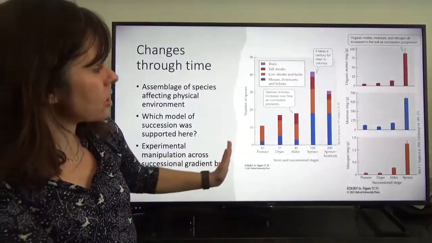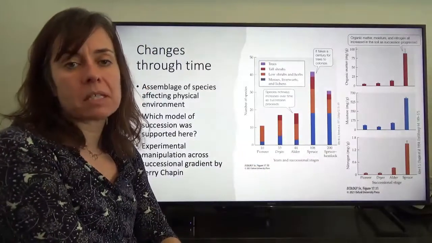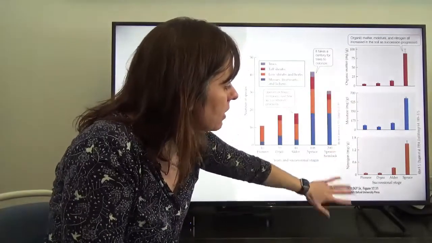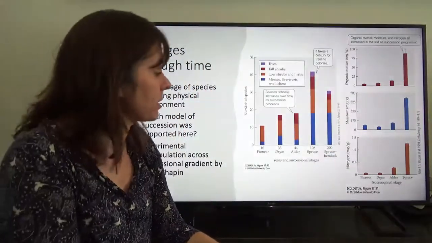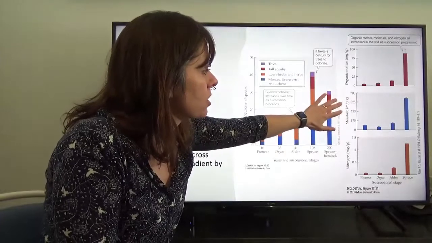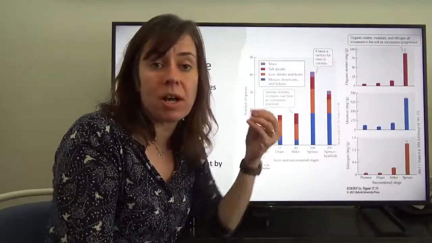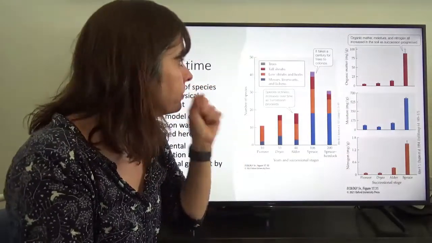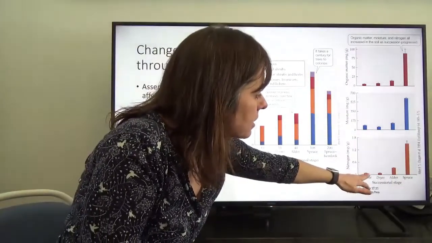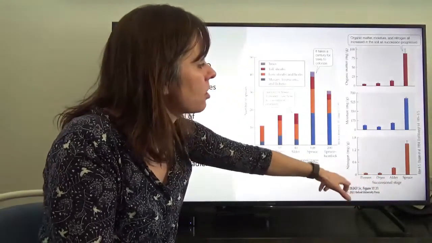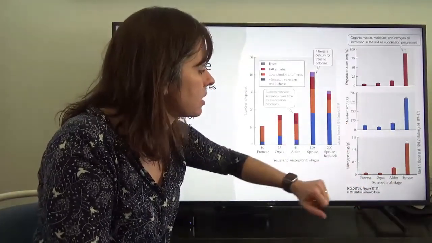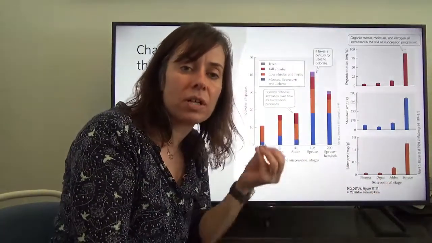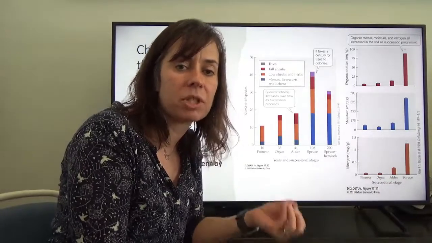So species richness increases over time as succession proceeds, and then they also measured various aspects of the abiotic environment: nitrogen concentration, soil moisture, and soil organic material, how much organic carbon is in the soil. And you can see that through time, this increases, particularly when you hit the alder stage and then into the spruce stage. We see an increase in nitrogen as alder is added. Again, it's a nitrogen fixer. It has a nitrogen-fixing bacteria associated with its roots.